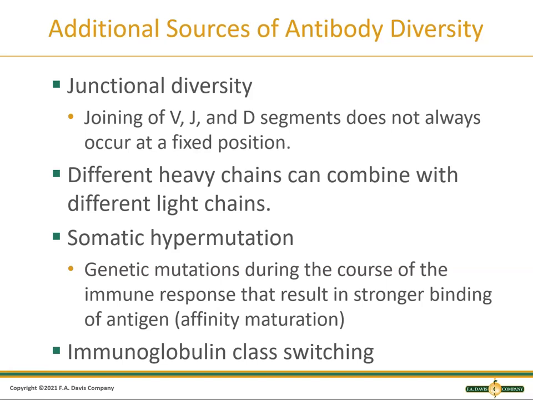So there's some junctional diversity, when the V, J, and D segments don't always occur in a fixed position. They sort of move around a little bit more. So sometimes we make different heavy chains, and they will combine with different light chains. Then we have what they call hypermutation. This mutation will occur during an immune response sometimes. It's sort of saying, okay, let's make the best thing we can because we want it to attach to this foreign thing much better. So what we're doing is what's called affinity maturation.